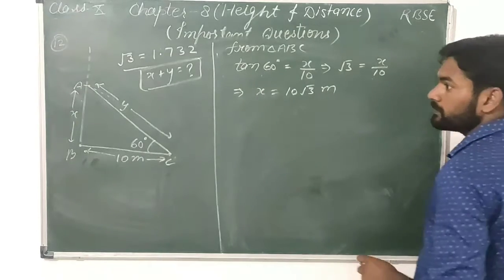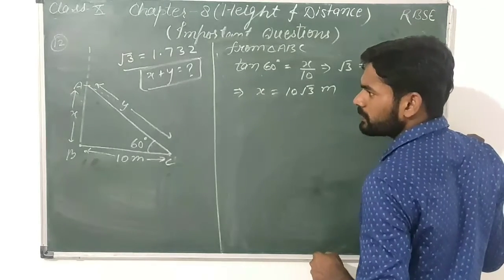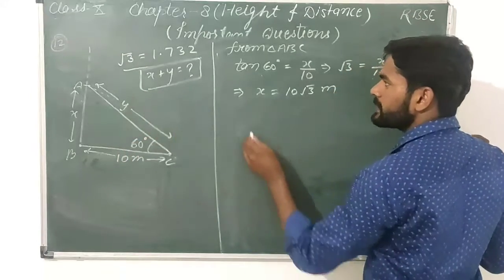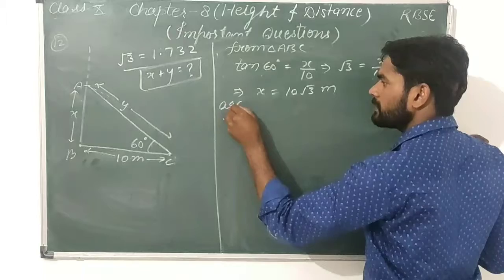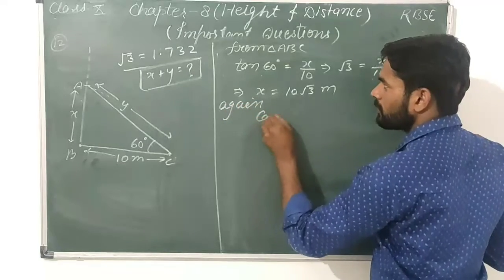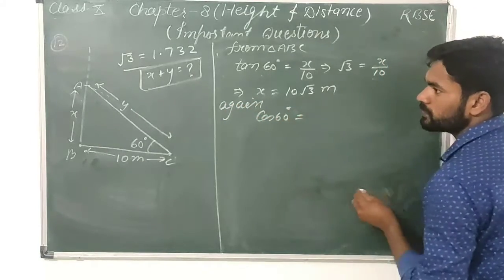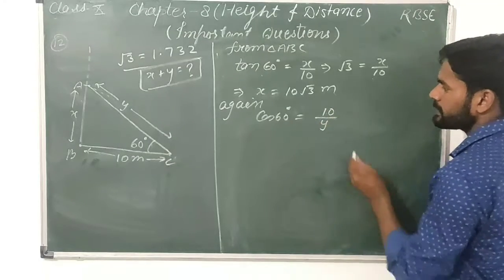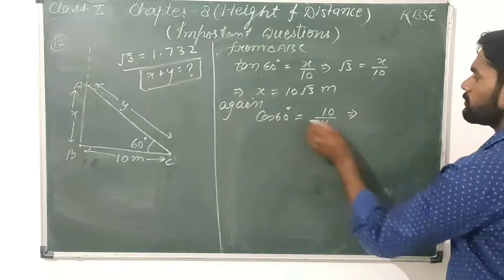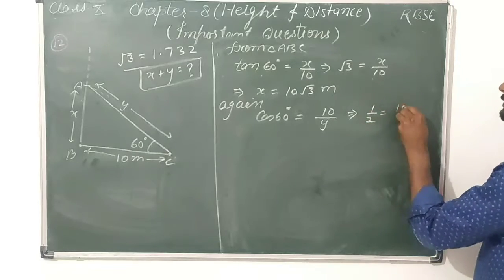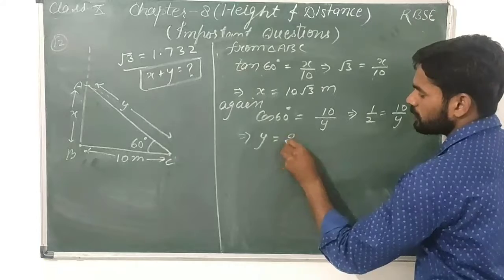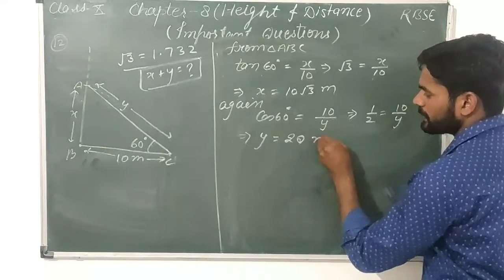Clear? Now what we can do? Use this one and this one. It is base and hypotenuse. Then cos theta. Cos 60 degree is equal to base upon hypotenuse. Cos 60 is 1 upon 2 is equal to 10 upon y. Finally, y is equal to 20 meter.